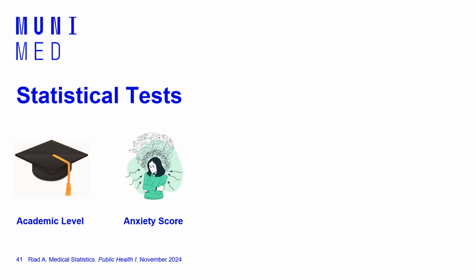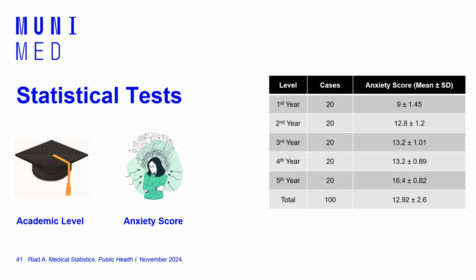One of them is ordinal, which is described using words like the academic level, and the other one is measured using numbers. If you look at this table, you can see that in the first year, we tested 20 students, randomly from the first year of college, and the anxiety score was 9. The second year, the average anxiety score was 12.8. The third year was 13.2, the same for fourth year, and the fifth year was 16.4. And the average for all these 100 students that we collected from all the 5 classes was 12.9.